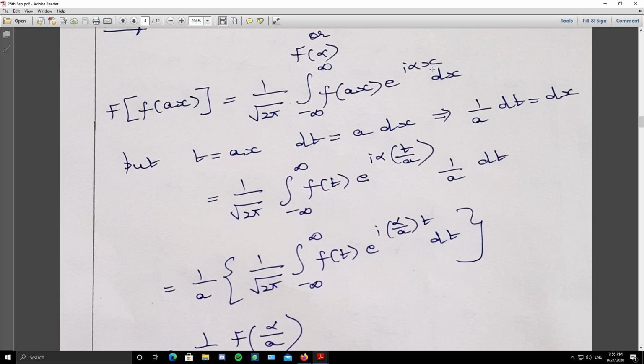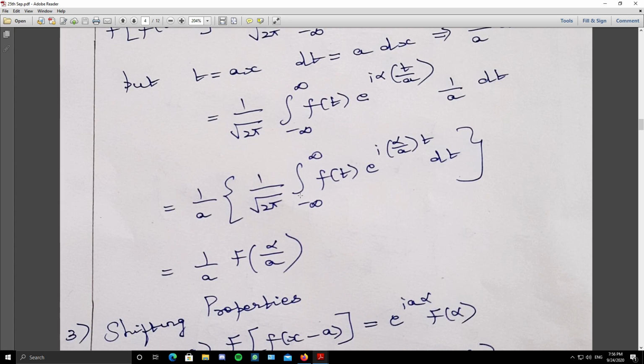What is x? t by a. dx is 1 by a dt. And the next step, you take 1 by a out: 1 by root of 2 pi integral from minus infinity to infinity f of t e power i alpha by a t dt. Alpha and a are constant, so I have grouped alpha by a t. I repeat, 1 by a is taken out. 1 by root of 2 pi integral minus infinity to infinity, t is the variable, so f of t e power i alpha by a t dt, where alpha and a are constant, so they are grouped.